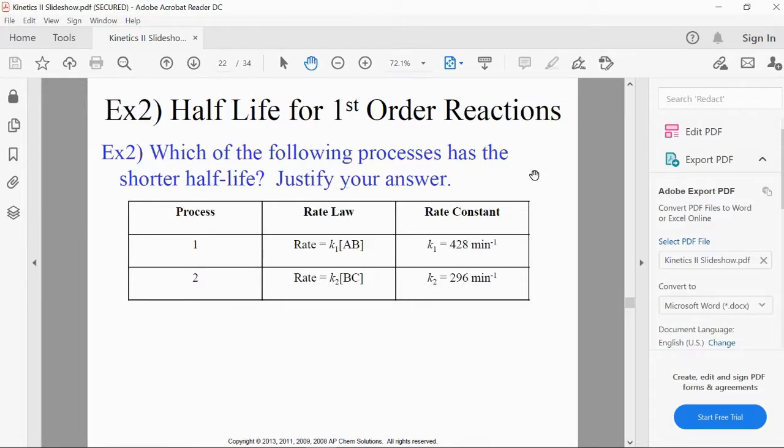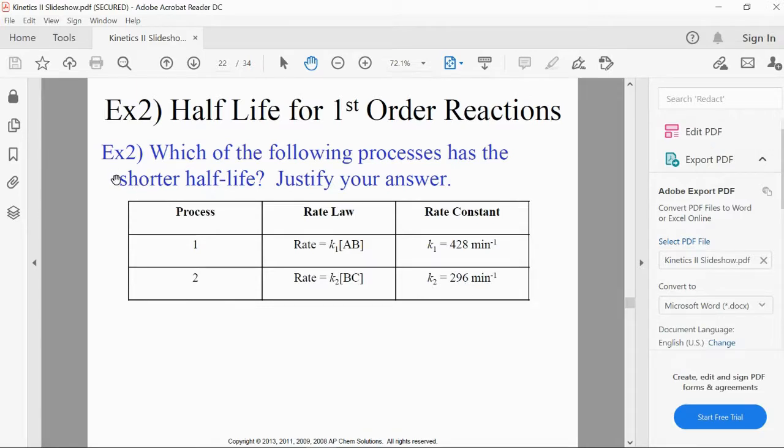Which of the following processes has the shortest half-life? So we're given process 1, 2, we're given rate laws for these things. Both of these are first order reactions. That's kind of important to note to make sure you're comparing apples to apples. And I know it's first order because they're both raised to the first power. And then I'm given my Ks. K of the first process is 428 minutes to the minus 1. K of the second process is 296 minutes to the minus 1.